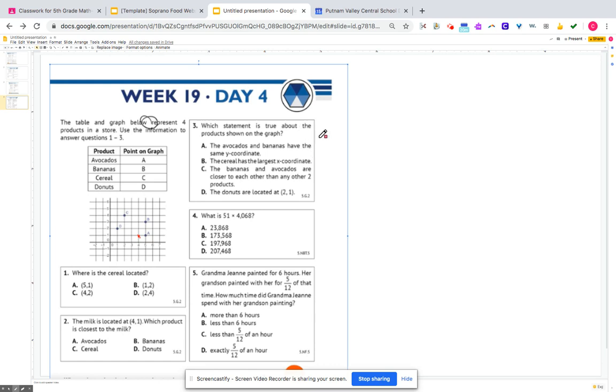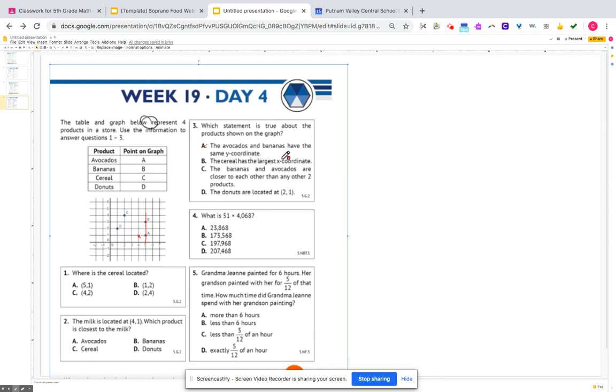Number 3, which statement is true about the product shown on the graph? So we're going to have to read each statement, take a look at the graph, and see which is true. The avocados and bananas have the same y coordinate. So here's the avocados, and here's the bananas. In looking at that, that's not the same y coordinate, that's actually the same x coordinate. They both have an x coordinate of 5. They're 5 units to the right of the origin. So it's not the same y.